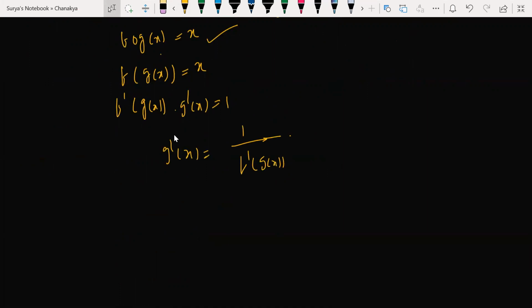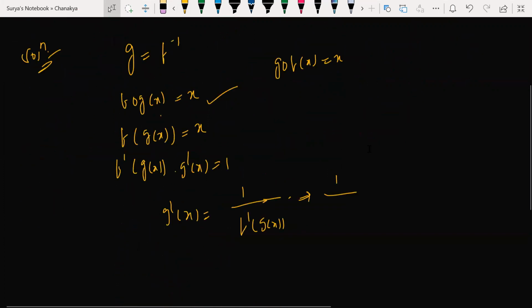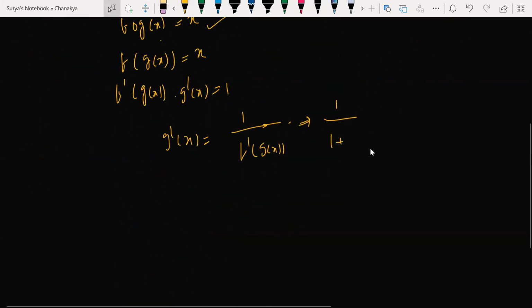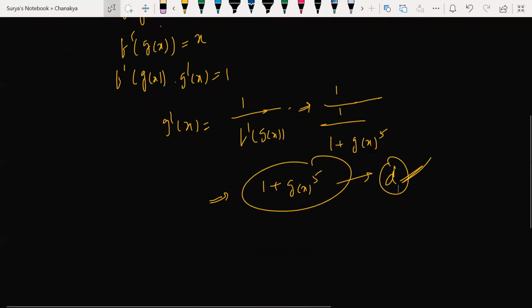All right. So 1 by F dash of X is what? F dash of X is given as 1 by 1 plus X to the power of 5. So 1 by 1 plus X is what here? G of X to the power of 5. So what are you going to get now? Reciprocal is 1 by, so the reciprocal is 1 plus G of X to the power of 5. Option D is correct. Option D is correct. Next.